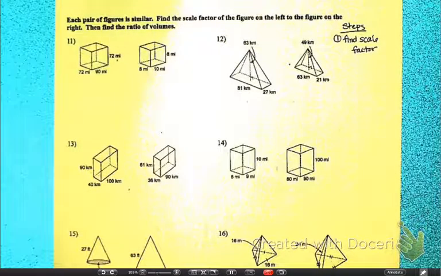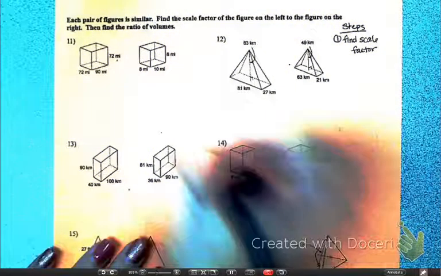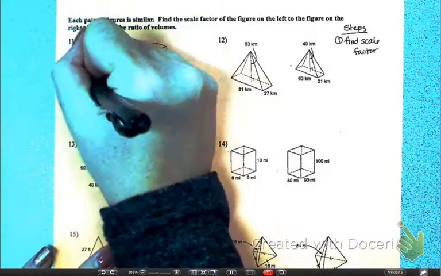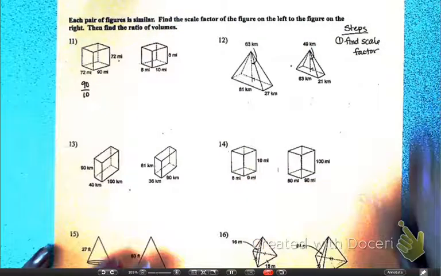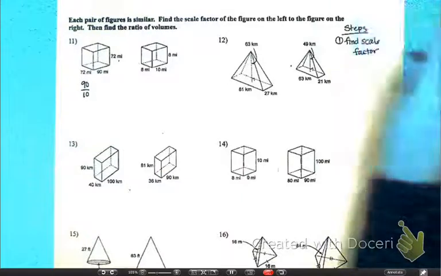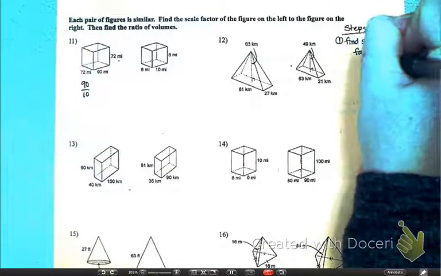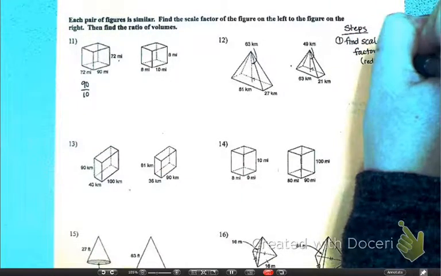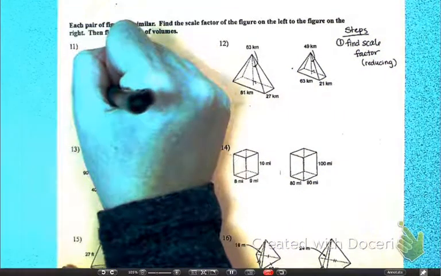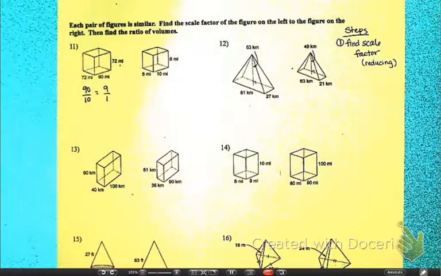So what do we want to compare here? You pick. 90 and 10? Okay. And does it say what order from left? Yeah, okay. So 90 over 10. Now remember, scale factor is completely reduced. So find scale factor that includes reducing. So what does that give me for scale factor? 9 over 1. Okay, that's my scale factor. Everyone okay with that? That's something we've kind of done.